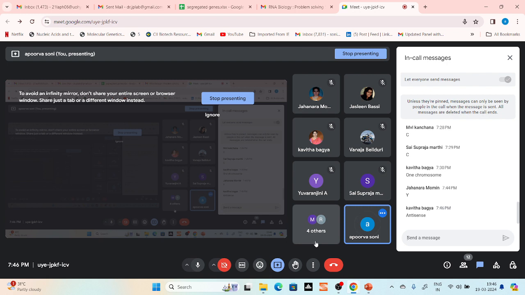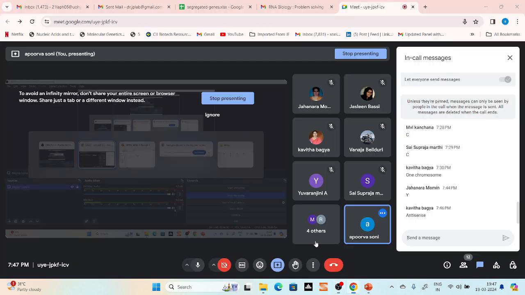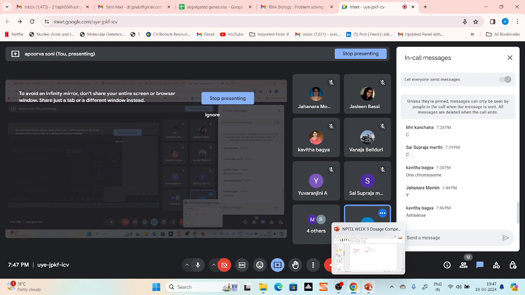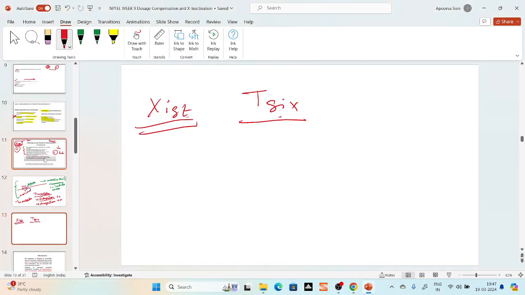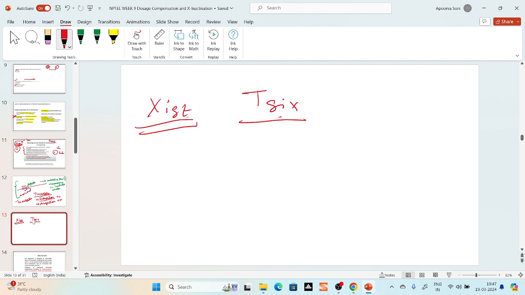Antisense, okay. Ultimately, you should remember that it has an antisense activity. Absolutely correct, you are saying.